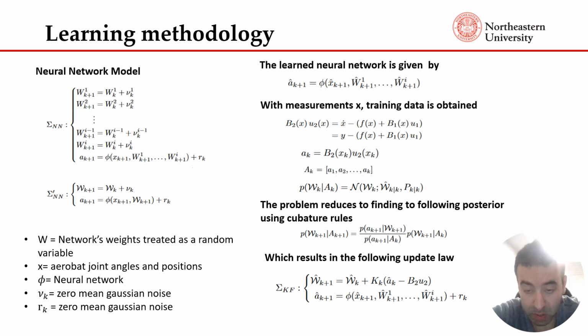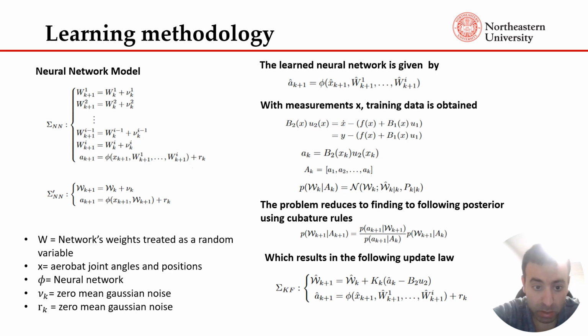Our goal, starting from a known initial value of W_k given A_k, is to determine the probability distribution of W_k+1 given A_k+1. So we use Bayes' rule to get a theoretical value of p(W_k+1 given A_k+1). And then we solve this posterior using Cubature rules. When we solve this posterior using Cubature rules, it results in the following update law, where W hat at time k+1 is equal to W hat at time k, which are the neural network weights, plus a Kalman gain K times the error.